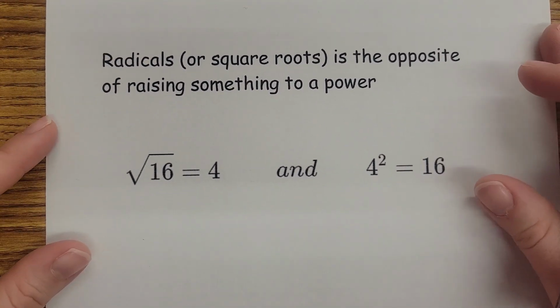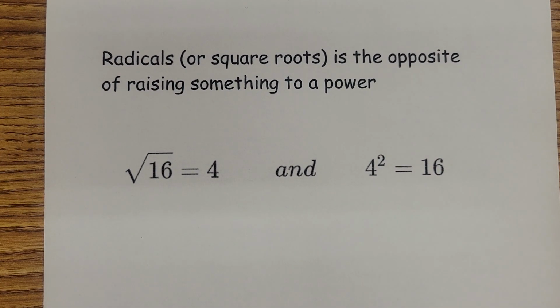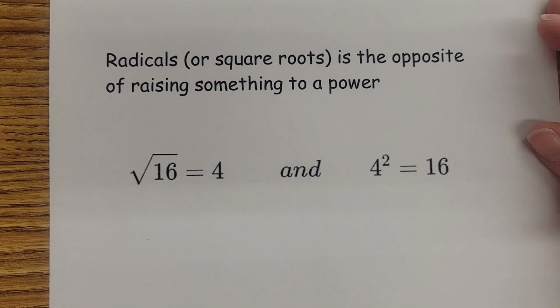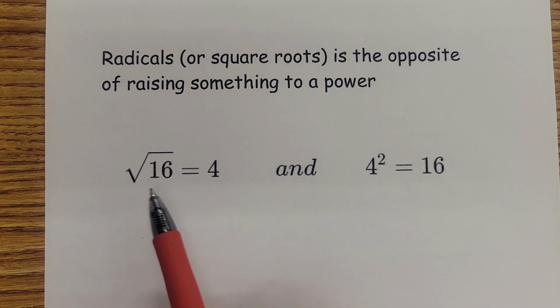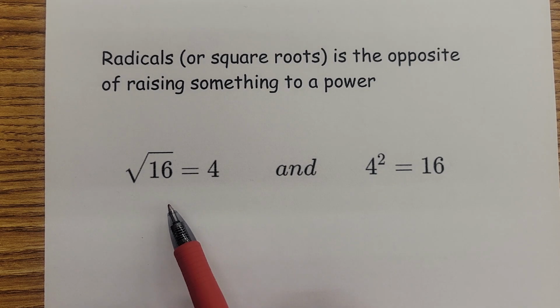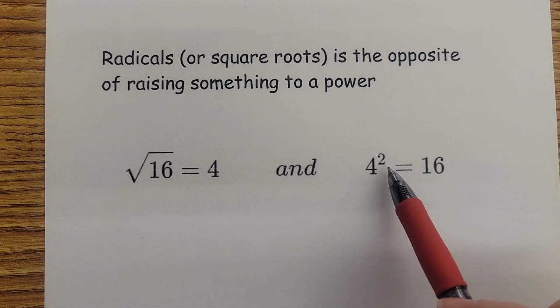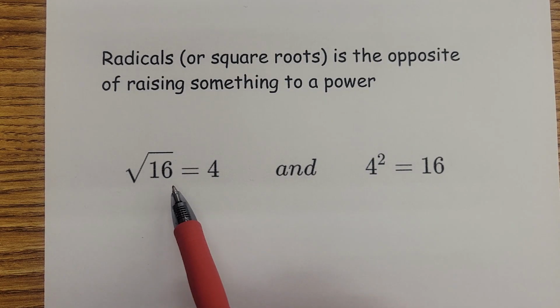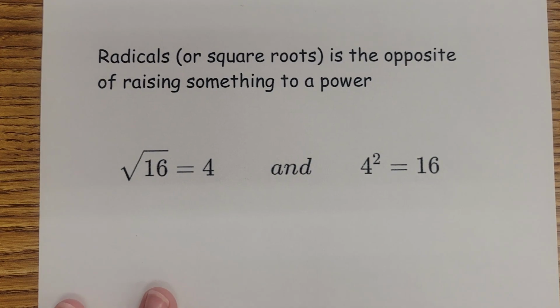So the square root is literally the opposite of raising something to a power. If it's the square root, not the cubed root or the fourth root or anything, then it's the opposite of squaring something. So 4 squared is 16. The square root of 16 is 4. It's an inverse operation, really.